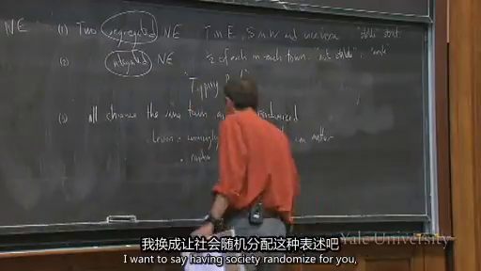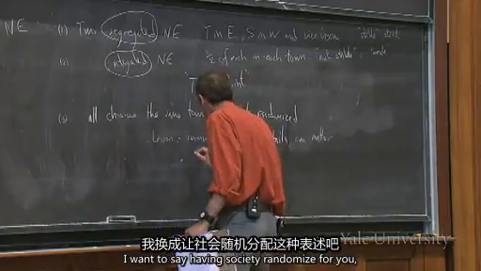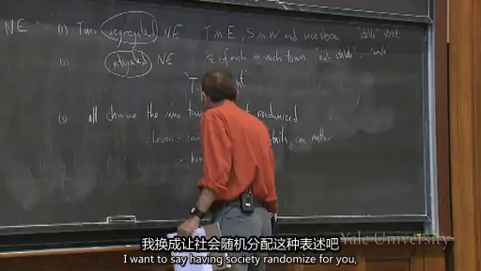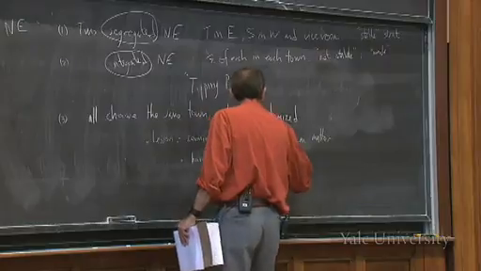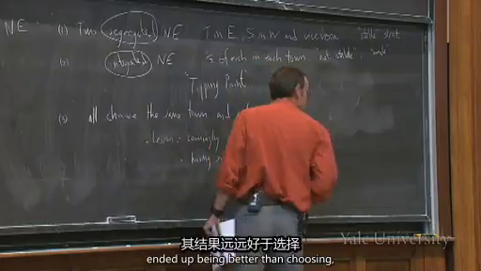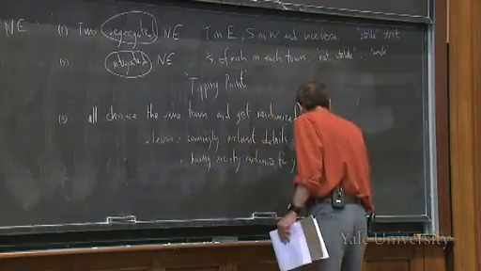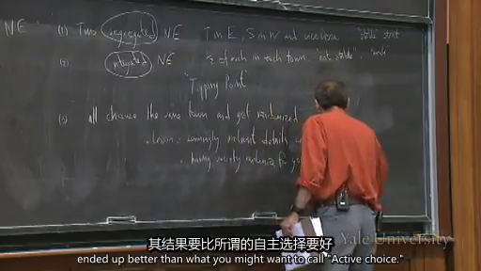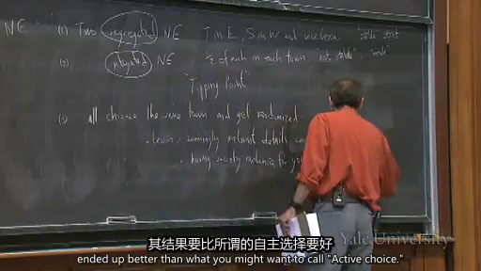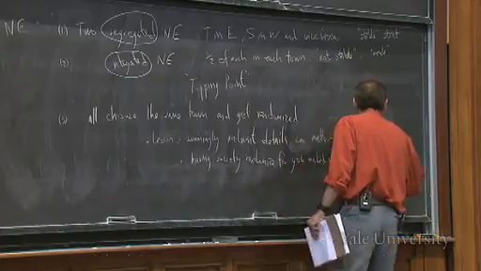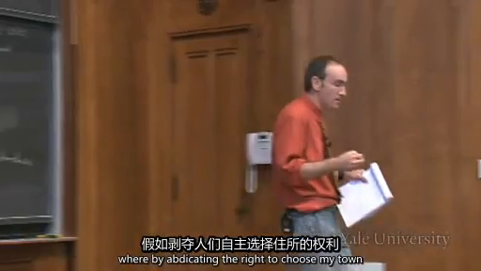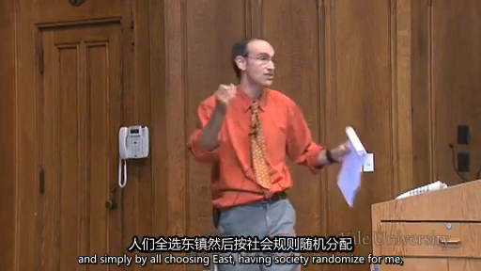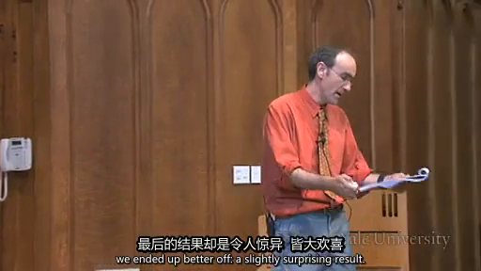Well, I don't want to say randomizing. I want to say having society randomized for you ended up being better than choosing. Ended up better than what you might call an active choice. Right, here's an example of a place where, by abdicating the right to choose my town and simply by all choosing east, having society randomized for me, we ended up better off.